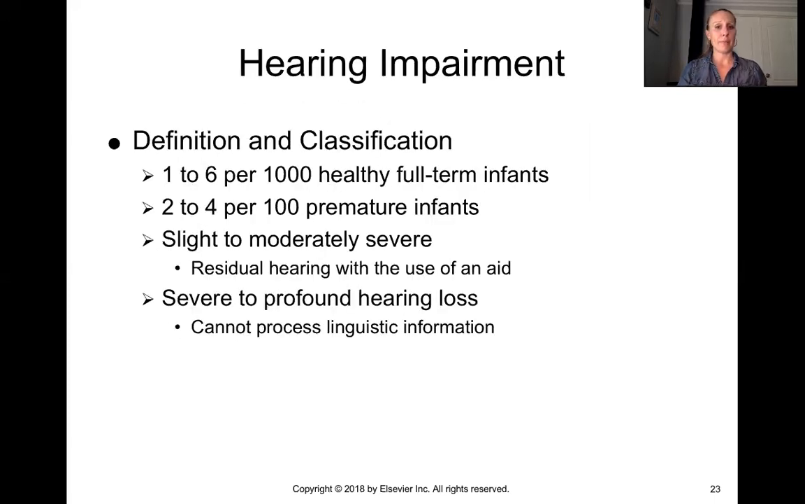For hearing impairment, this can be any child, but it falls under the sensory impairment aspect. So we're not talking cognitive impairment anymore, but the sensory impairment with the hearing. And you can see the statistics here, and it can be common among infants to identify and among children.